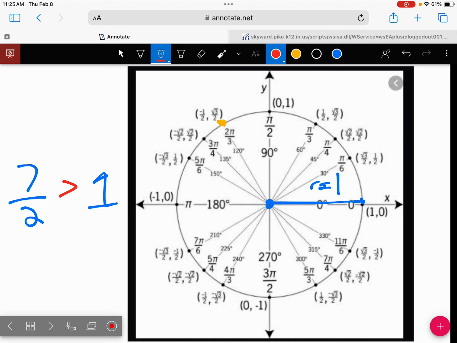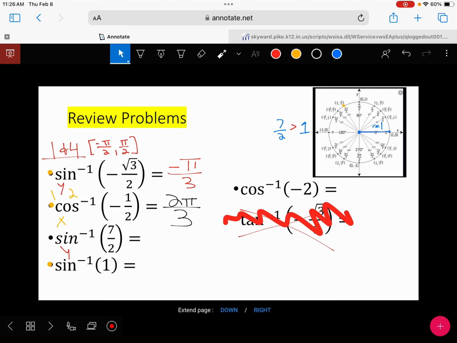If you notice, if you just look at an individual coordinate on our unit circle, none of them are greater than 1. They're all between negative 1 and positive 1. So we were asked to find where our y coordinate is 7 over 2, or 7 halves. Since 7 halves is greater than 1, it's not possible to find on our unit circle. Does not exist. That's something you didn't see yesterday, so it should have kind of been a little bit confusing. Wanted you to think about it before I just showed you.